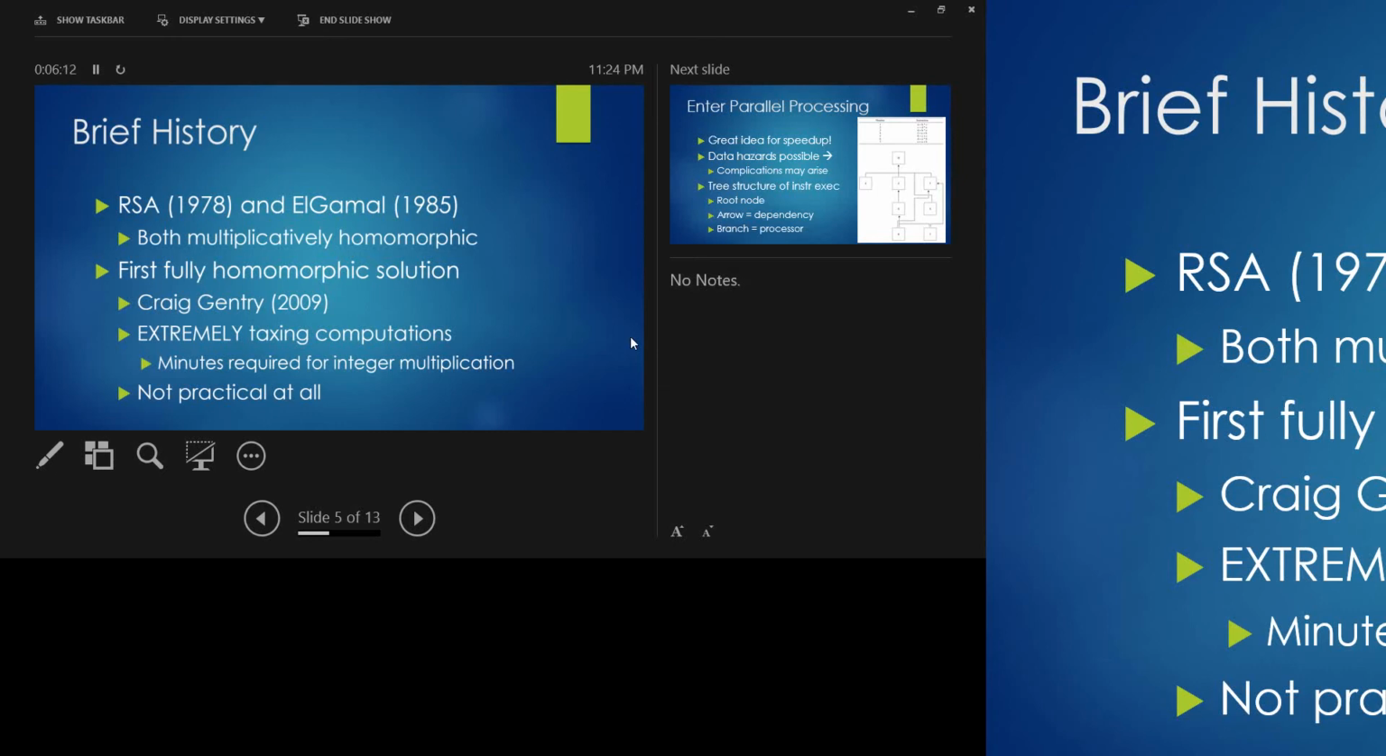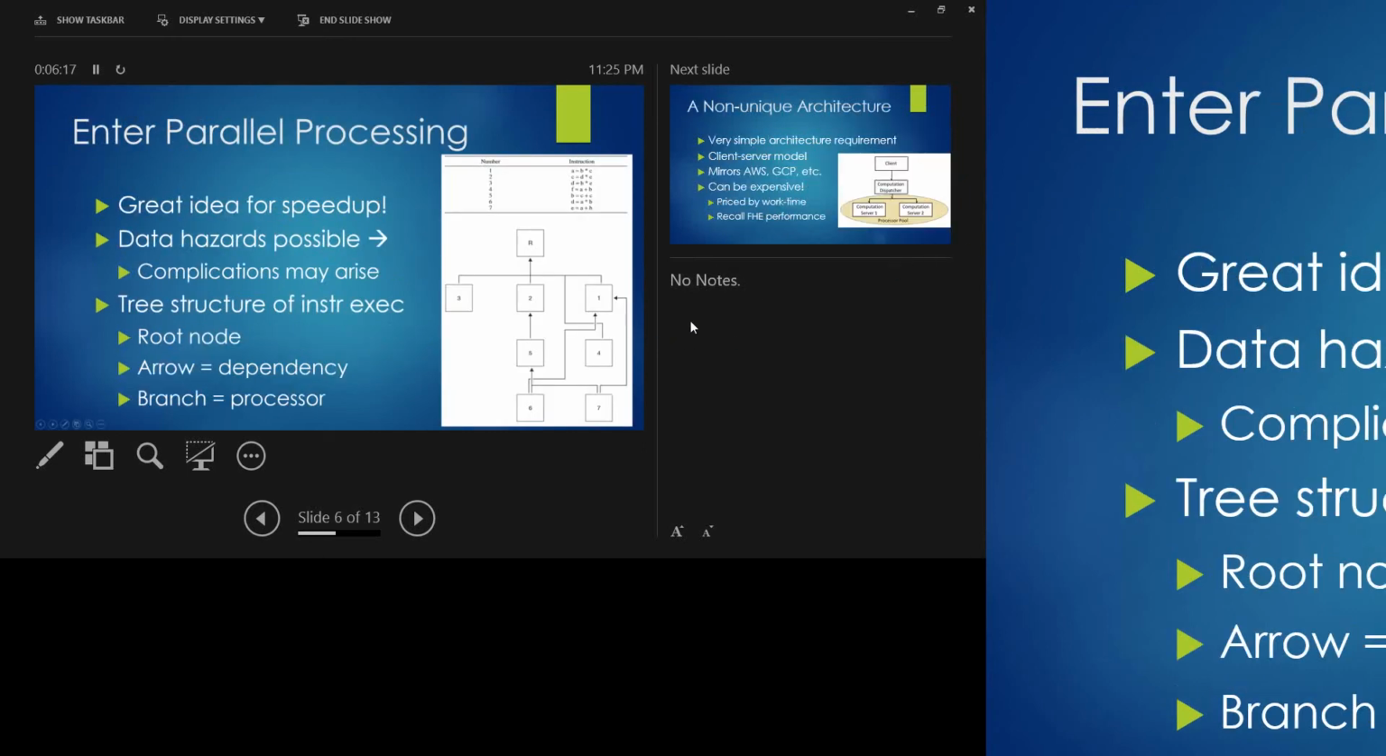We'll see that parallel processing can present a kind of solution to this. And it is a great idea for speed up. We have observed great results in using parallel processing for other tasks throughout history.